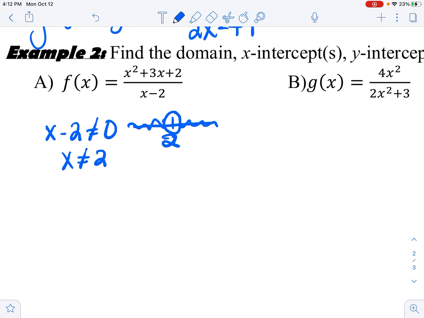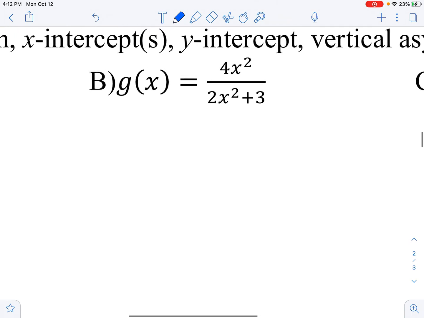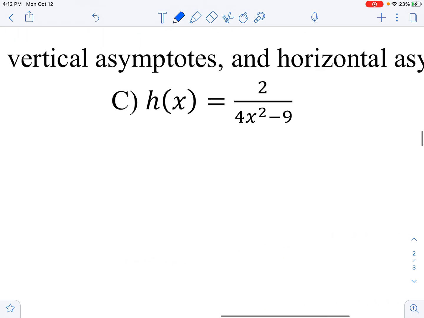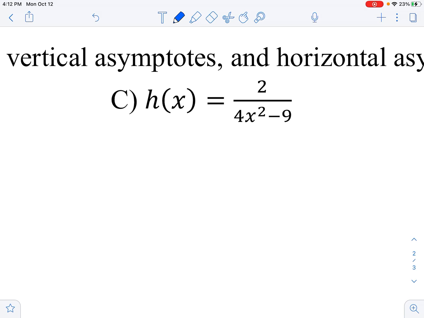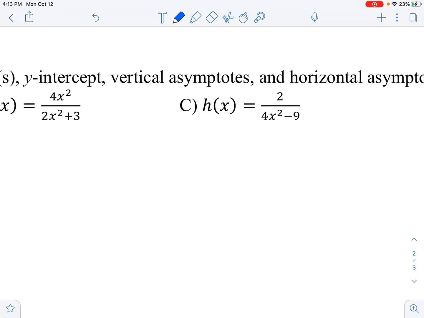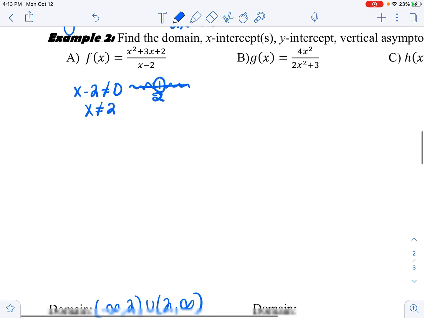If you look at this numerator, it does factor. 2 numbers that multiply to give you 2 and add to give you 3 are 2 and 1. So x plus 2 times x plus 1. But nothing cancels from numerator to denominator. Here, not factorable at all, so no. Here, the denominator is factorable. It factors to 2x plus 3, 2x minus 3. But once again, there isn't a 2x plus 3 or 2x minus 3 in the numerator. So there are no holes in any of these three problems.